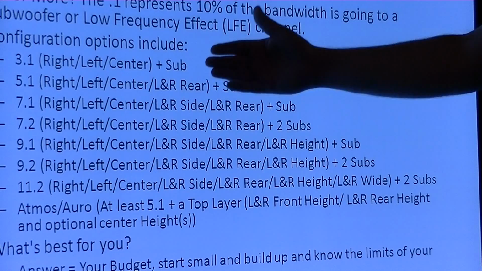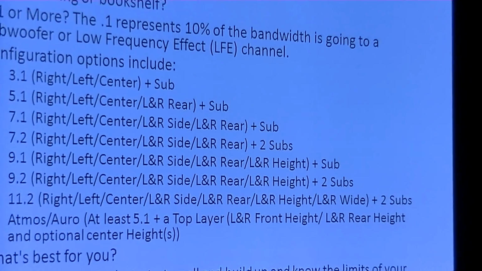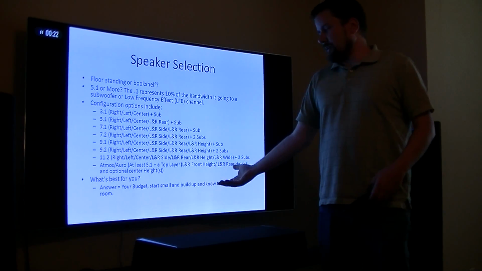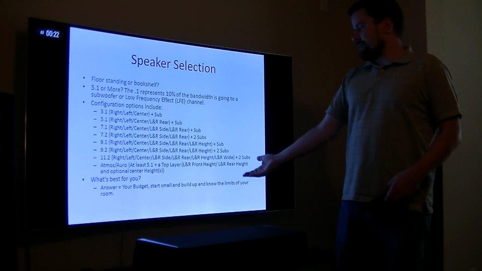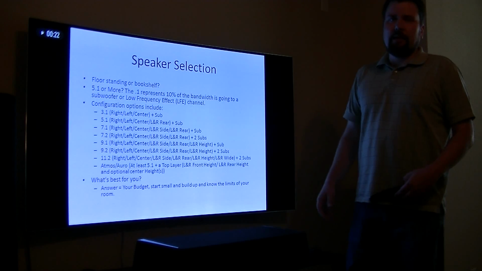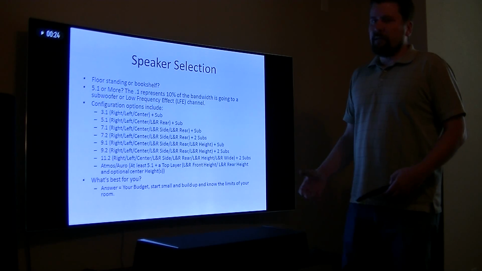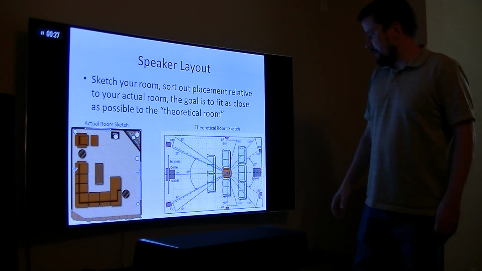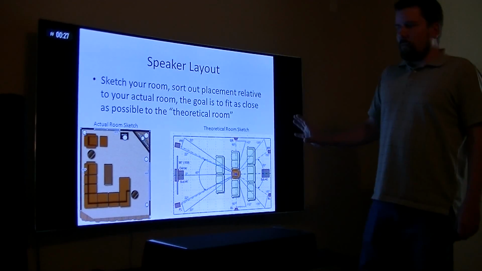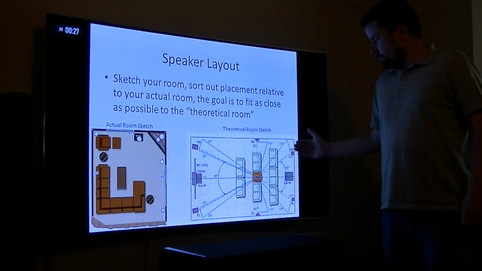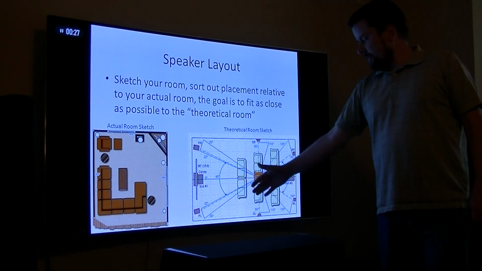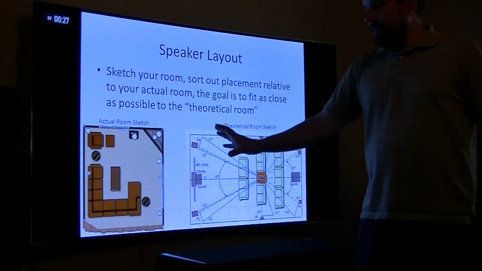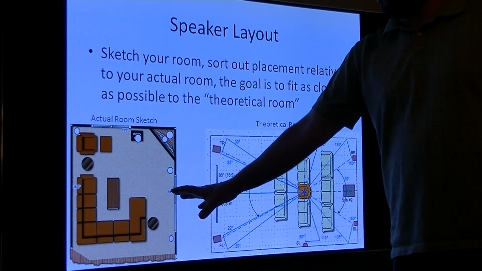When you're thinking about setting up a surround sound system, what's best for you is going to be a function of your budget. So what I always recommend is start small and build up, and base it on the limits of your room. If you've got a small room, you don't necessarily want to do some 11.2 setup. So when you're setting up surround, you want to take the theoretical perfect configuration and lay it out in the realistic version of your room as best you can.